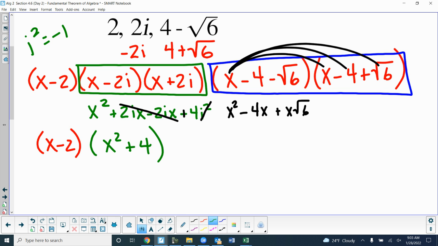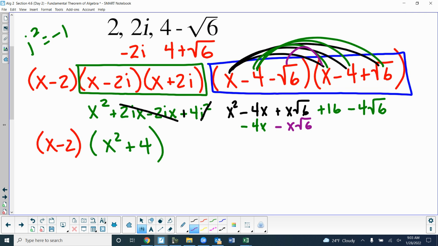Then I'm going to take negative 4 times x, and I'm just going to line up the like terms when I see them. Negative 4 times negative 4, and negative 4 times the square root of 6. There's the next 3. Okay. Then I'm going to go negative 6, radical 6 times x. So what happens to those 2? They go away, right?